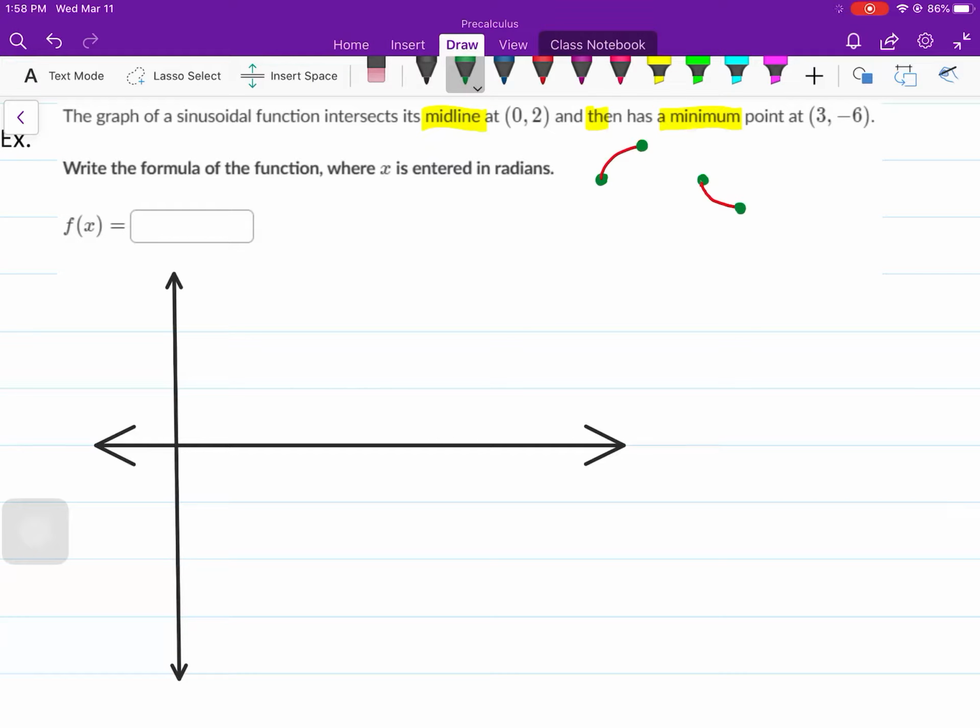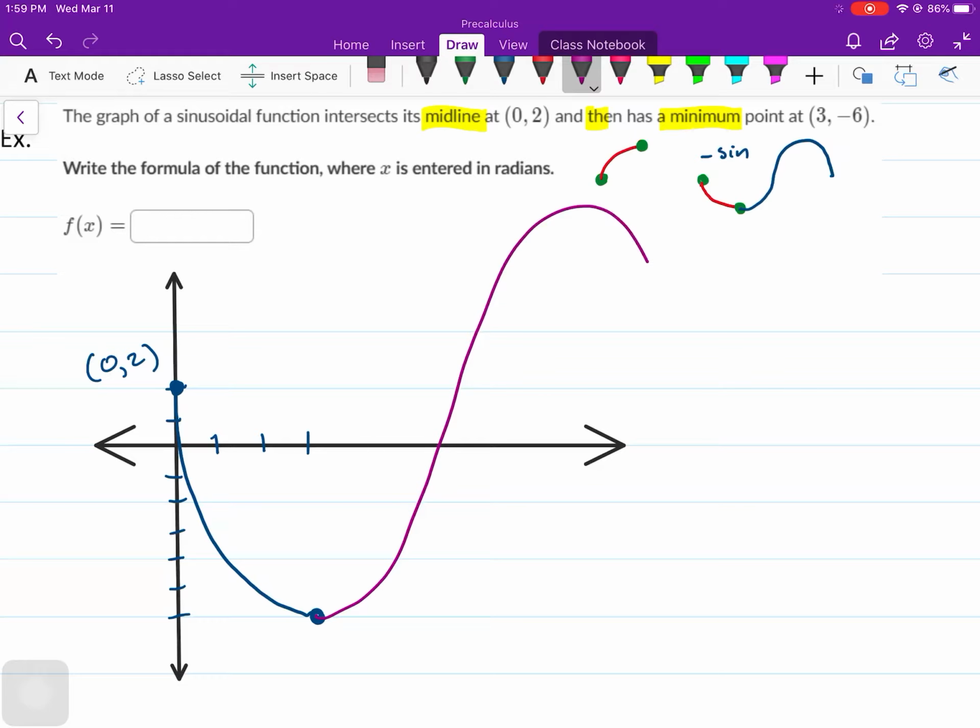So this actually would be, if you continue the function out, it would then finish up the valley, then go through the hill, and it would be negative sine. Compared to if we start in the midline and go up, that would be positive sine. So let's go ahead and put our two values. So we're going to have 0, 2 is our starting value, that's the midline, and then a minimum of 3, negative 6. And so that's a quarter of our curve there. And if you were to finish out the rest of it, it would go like that.